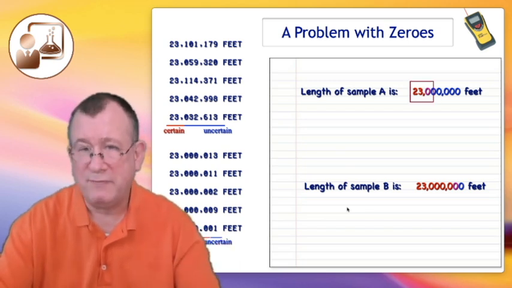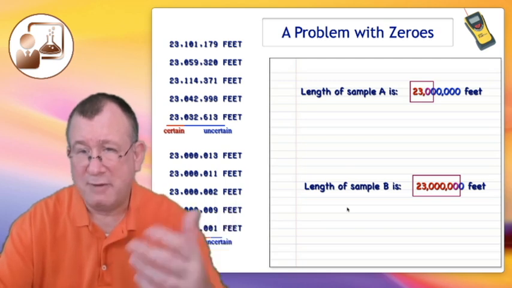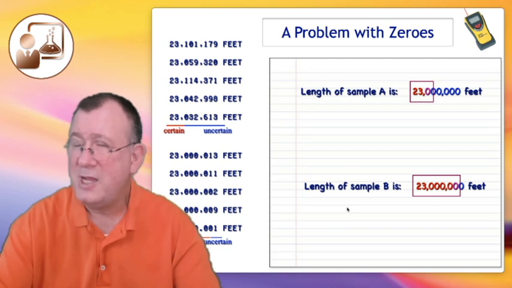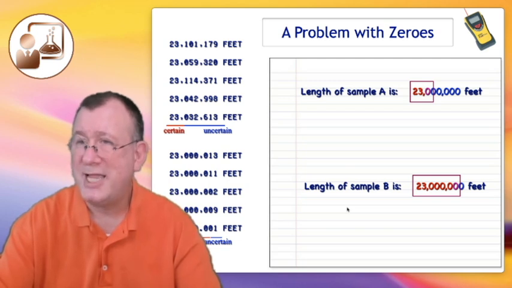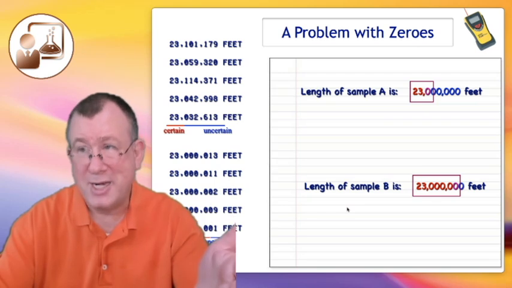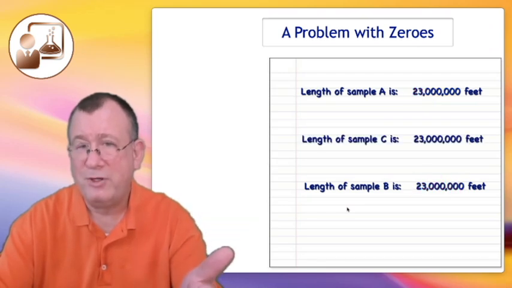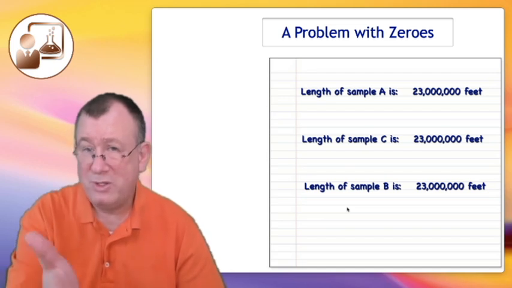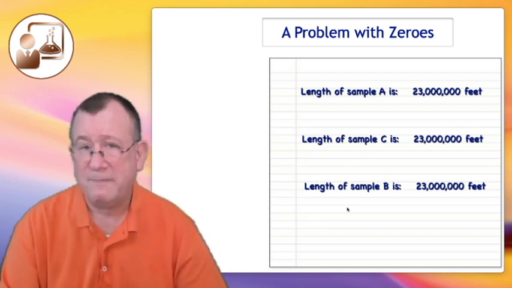Mine only had 3 significant digits. His had like 7 or 8 significant digits. But the thing we recorded looks the same. He knows to trust those zeros. I know not to trust mine. But if a third person comes up and gives us their data, and we don't know how they got it, we don't know whether to trust those zeros or not.